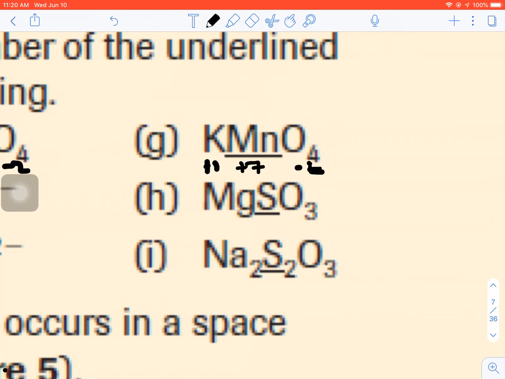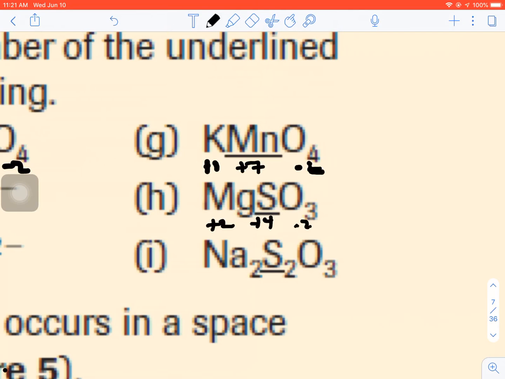If I look at magnesium sulfite, I see magnesium, which is always a +2 on the periodic table. Oxygen is always -2 in a compound. So I've got 3 -2s, that's -6, but I only have 2 pluses, so the sulfur must be the other 4 pluses.